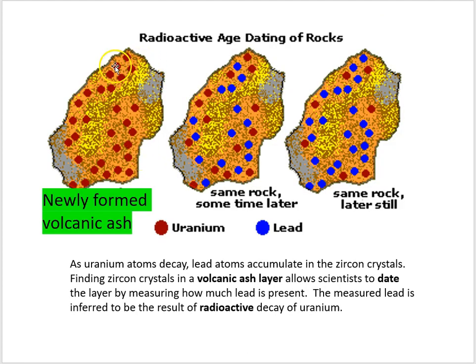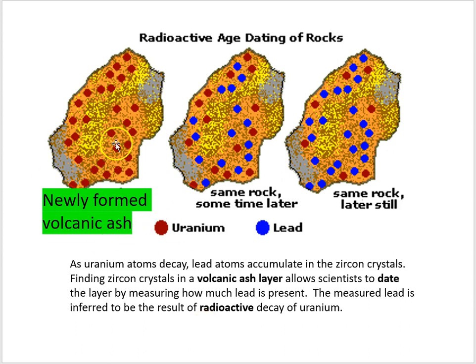So the reason there are no lead atoms in the original crystals in the volcanic ash is because the lead atoms just cannot take up positions in the crystals. So that means these zircon crystals have uranium atoms and no lead atoms. And that then is going to allow scientists to simply measure the amounts of lead in the rock to get a sense of how long that rock has been around since its original formation.